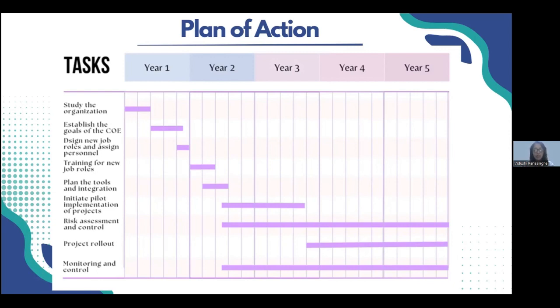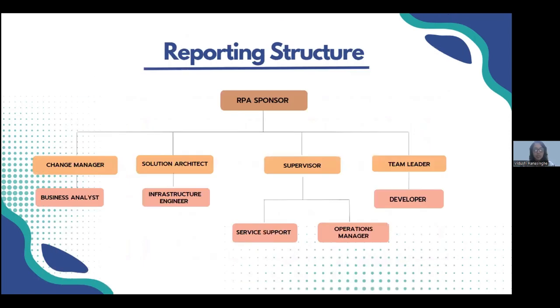Now I will elaborate upon the reporting structure. Next slide, please. So starting from the RPA sponsor, who will represent the business side of the project, and they are responsible for the overall robotic strategy. And the change manager will be involved in creating and executing change management strategies, and they will also address any issues regarding that. The supervisors will basically look upon the digital workforce of the Center of Excellence.